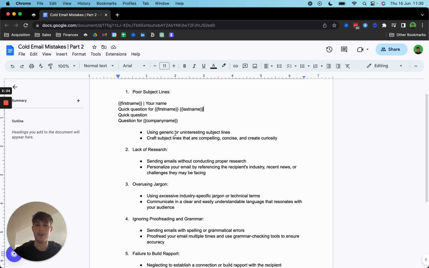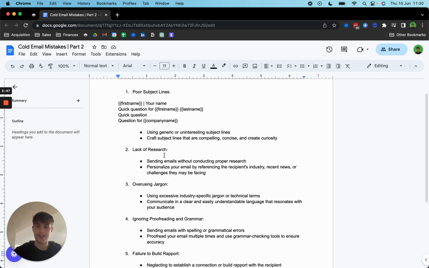Using generic or uninteresting subject lines, they don't have to be that creative. They just literally have to serve the purpose of getting the email opened. Compelling, concise, and create curiosity. Creating curiosity and concise, I'd say, are the two main important things. If there's no curiosity, then they're not going to open the email.